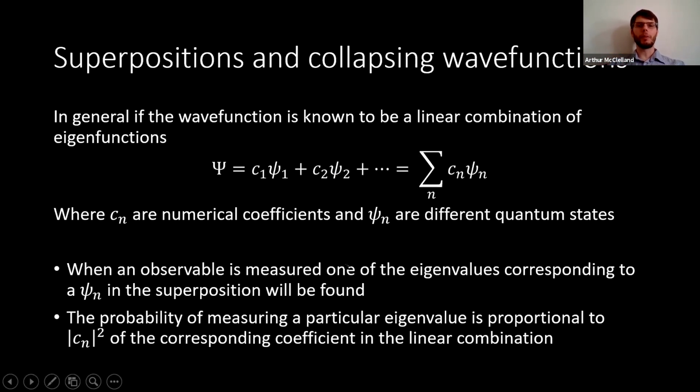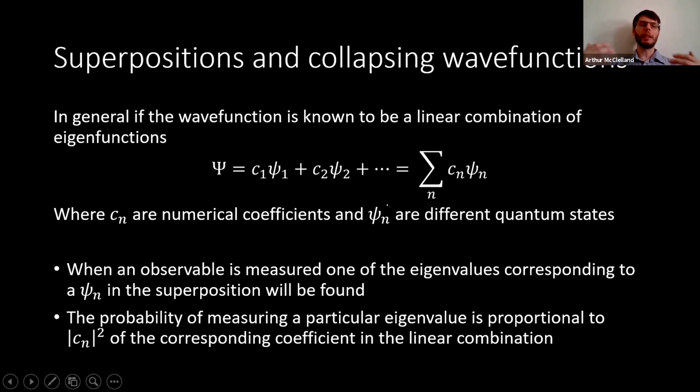When we actually make a measurement and collect one of the observables, we're going to find the eigenvalue of just one of these psi's. We make a measurement, the instrument gives us an answer. It doesn't say, here, you have 10 answers because you have a superposition. No, the wave function collapses and we get the eigenvalue of just one of these wave functions. And the probability of measuring that particular eigenvalue is proportional to C_n squared, where the C's are these numerical coefficients.